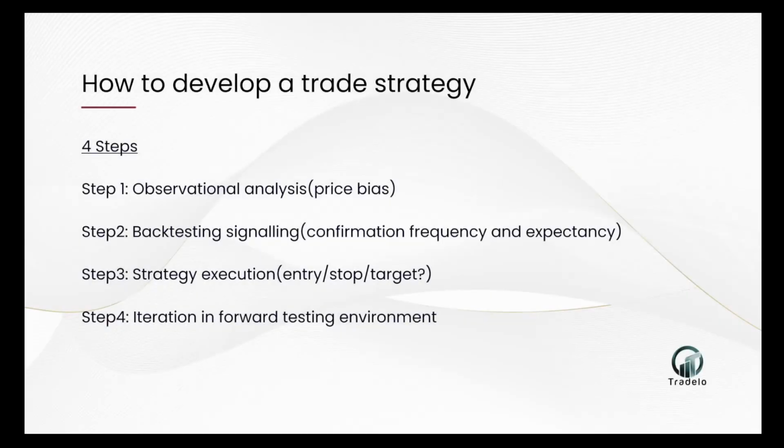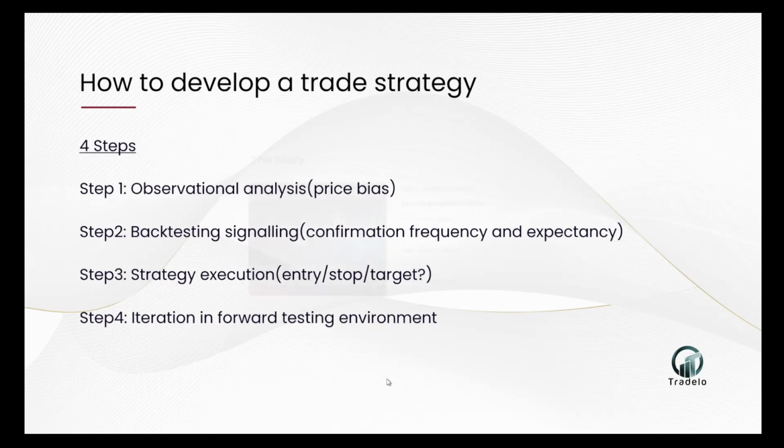Step one is what we call observational analysis, and I'll show you how that works in a moment. Step number two is what we call backtesting signaling, step number three is strategy execution, and step number four is then iteration in a forward testing environment. Those are the 4 steps. Don't worry, we'll go through them each one at a time.